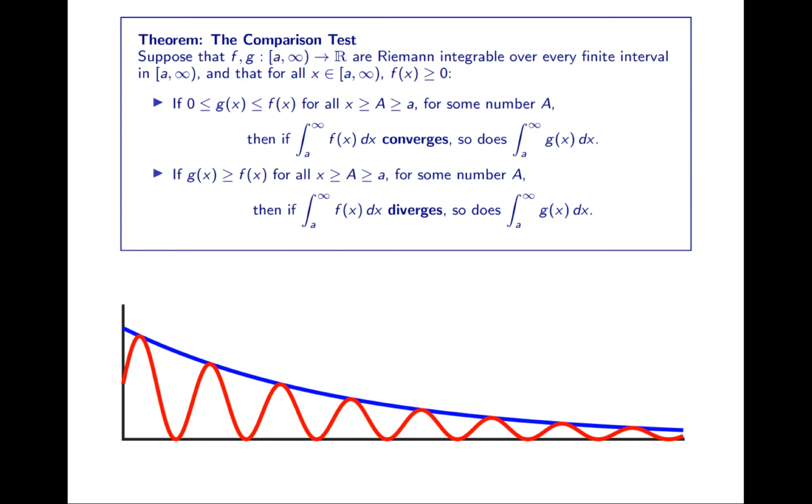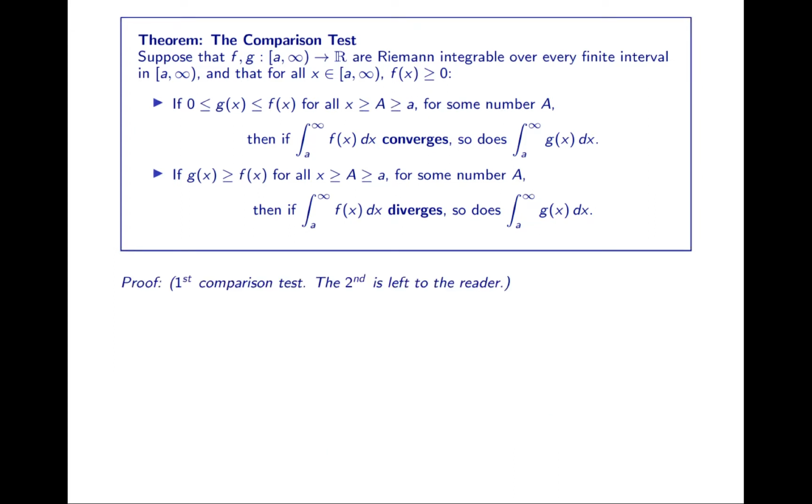Of course, the requirements are that both the blue line and the red line are integrable over every finite interval, and that f is non-negative. Of course, g has to be non-negative in both scenarios, because in the first bullet, g is between 0 and f, and in the second bullet, g is greater than f, which is non-negative. So let's prove it. Well, let's prove this first bullet. We'll leave the second bullet to the reader, but the idea is similar.